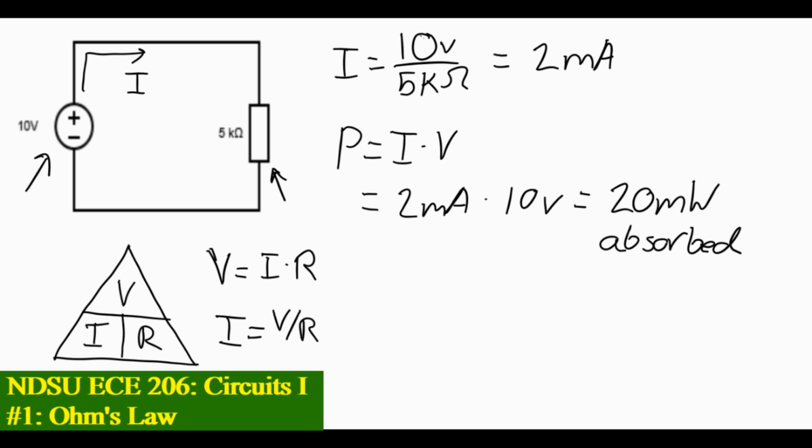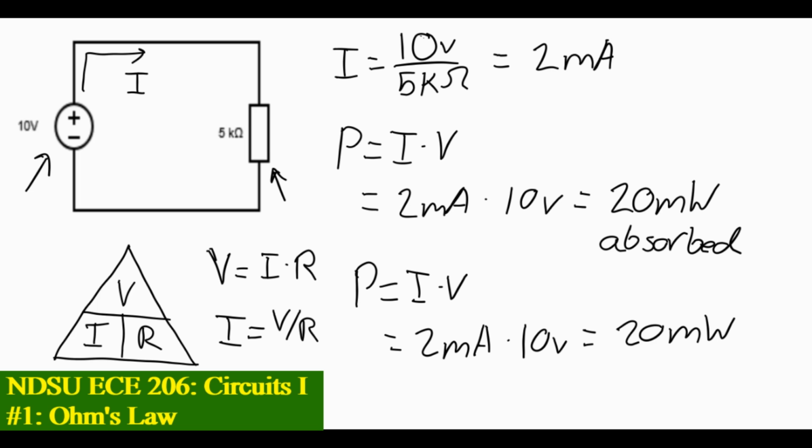We can also solve for the power delivered by this voltage source. It's going to be the same thing. P equals I times V. I being 2 milliamps flowing through that circuit times 10 volts being delivered by that voltage source, 20 milliwatts delivered.